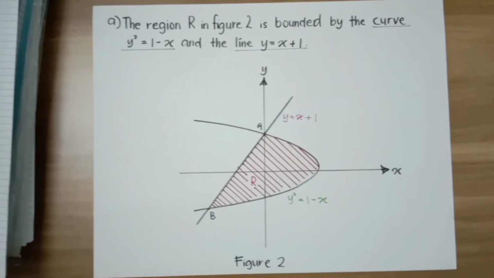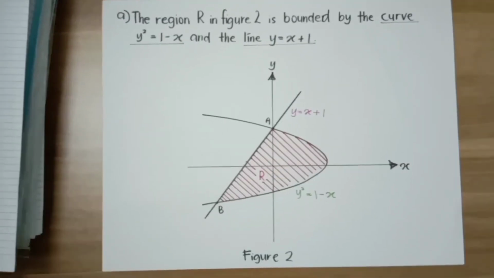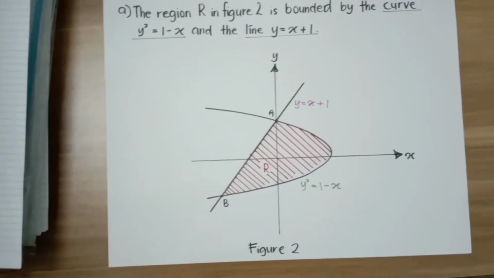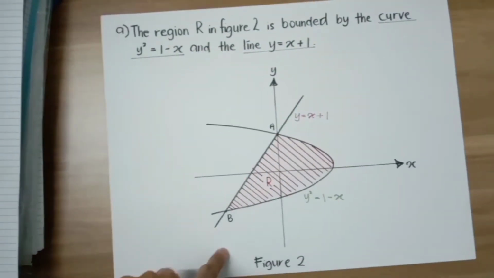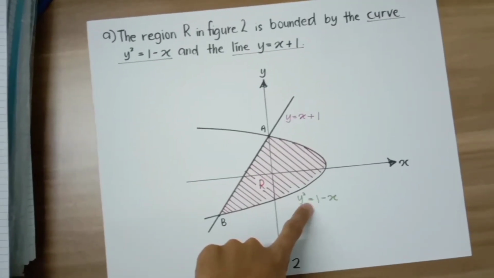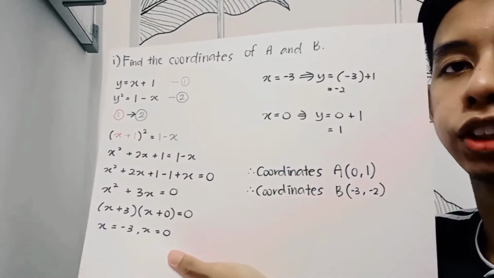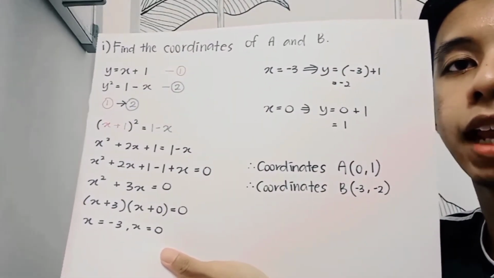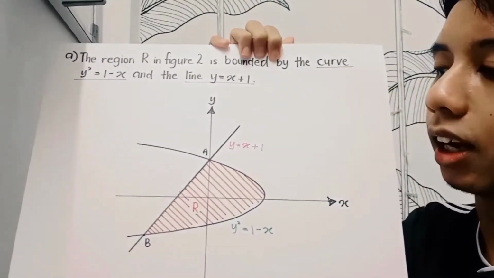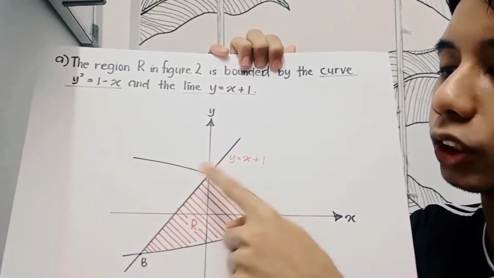So this is the first question. Question A. The region R in figure 2 is bounded by the curve y squared equals 1 minus x and the line y equals x plus 1. Like you see in this figure 2, this region R is bounded by the curve y squared equals 1 minus x and the line y equals x plus 1. The first question is to find the coordinates of A and B. As you can see back at the figure, there are A and B here. So the question asks to find the coordinates of these 2 points.